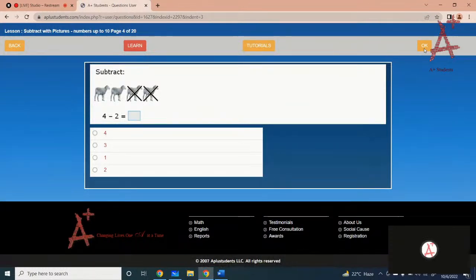Okay, now you have 4 of the sheeps. Out of 4, 2 of them are crossed out. So when you start from 4 and take away 2, how many sheeps are you left with? You need to count the ones that are not crossed out. So how many of them are not crossed out?